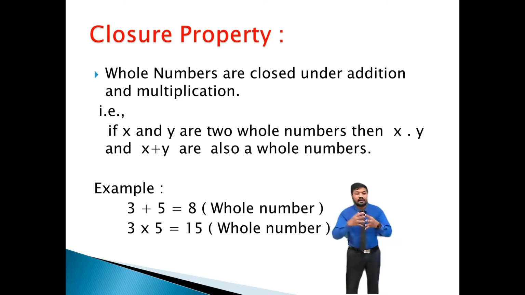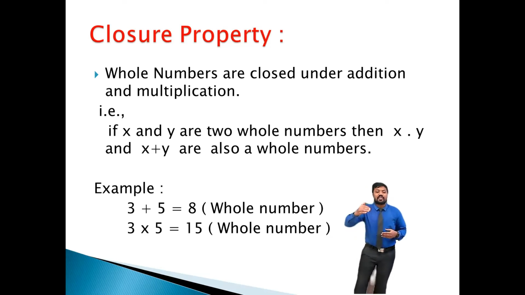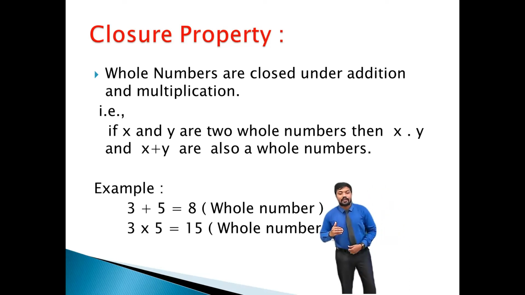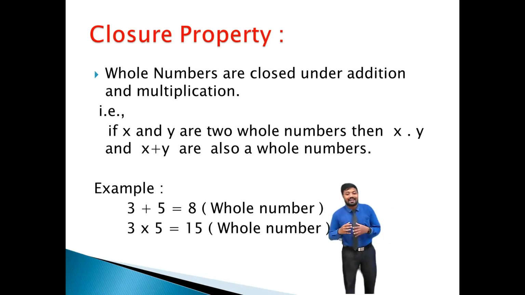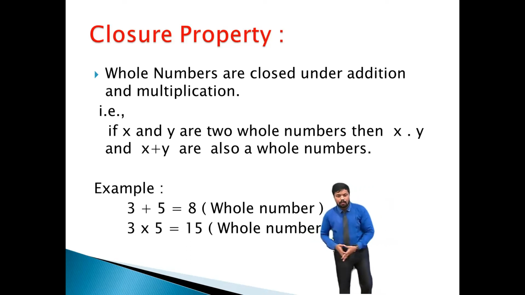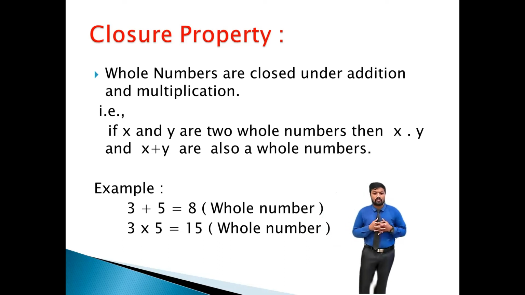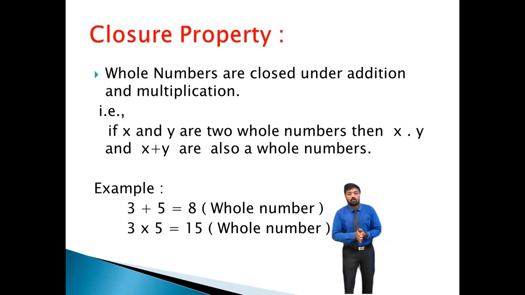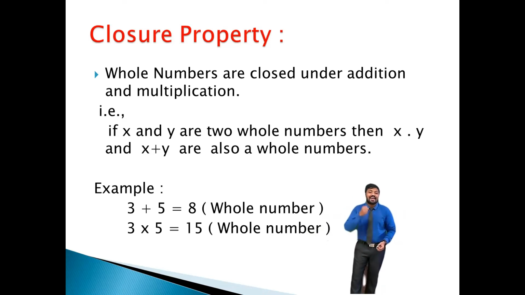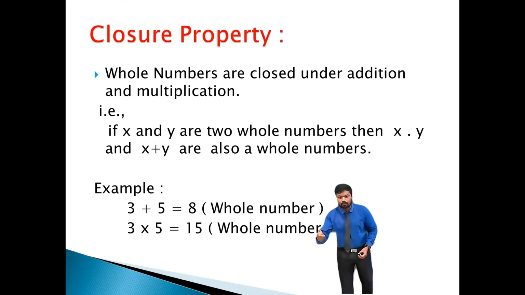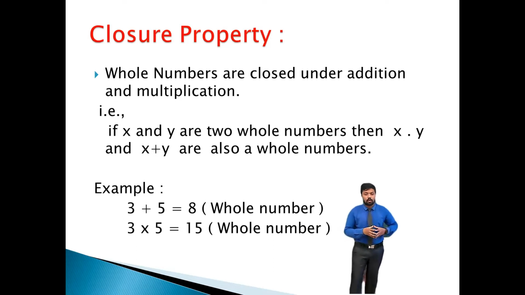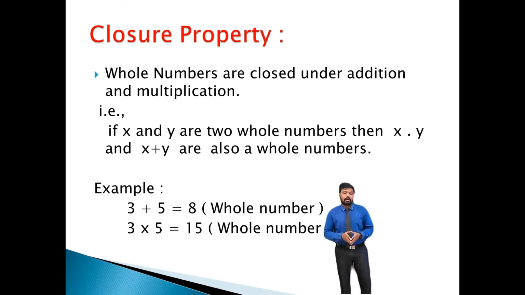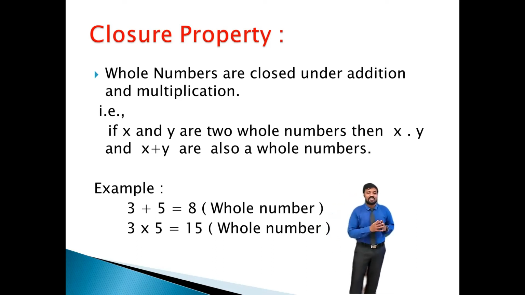The same with division. If I write 3 by 6, what will I get? I'll get 1 by 2, which is a fraction, and 1 by 2 does not belong to whole numbers. That is why the closure property is applicable to whole numbers only for addition and multiplication. It is not applicable, meaning it will be false, for subtraction and division.